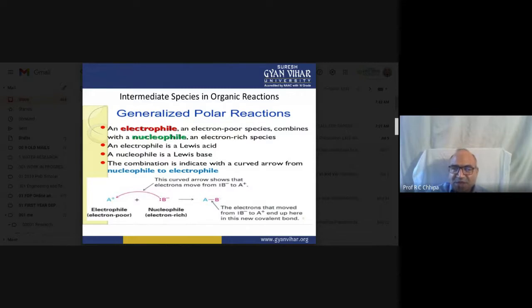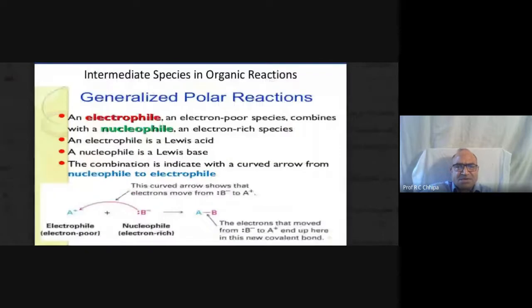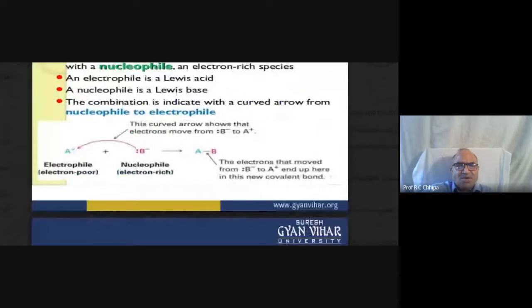So the electron pair is attracted, and that is the Lewis acid here. And the nucleophile is the Lewis base. The combination is indicated by the curved arrow from the nucleophile. So here we can say the curved arrow shows the electron moves from B negative to A positive. So that is the nucleophile, nucleus loving, the negative charge. Electrophile, electron poor. So that is the positive charge.